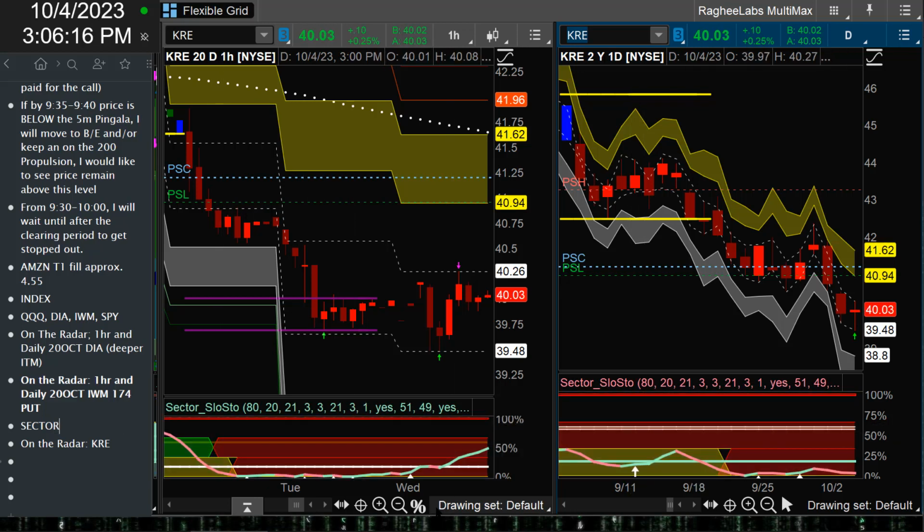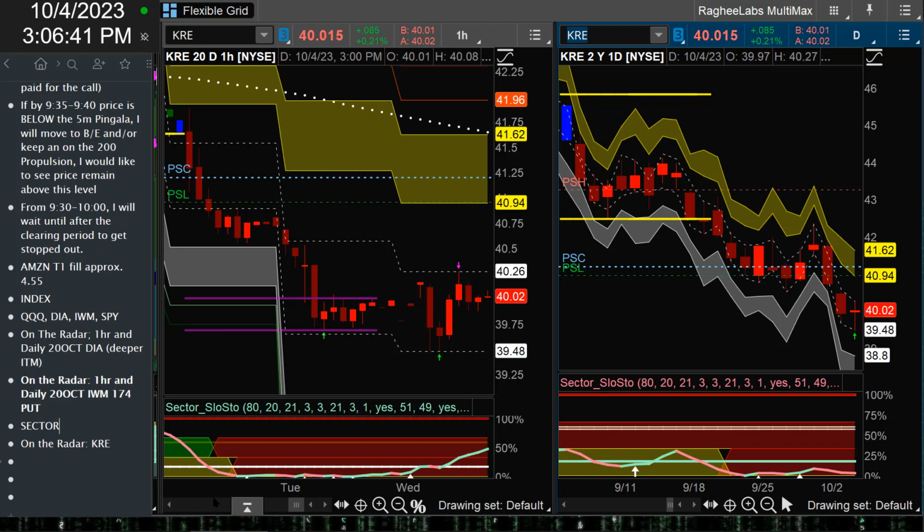So does KRE look great? Absolutely. Red structure 1 hour, red structure daily. By the way, I'm not trying to point out that they're both red and that they both need to be red. That is not the case. This is not multiple time frame confirmation. What I'm pointing out is the 1 hour in and of itself would have a short-term swing that is valid, and the daily in and of itself would have a long-term swing that's valid.